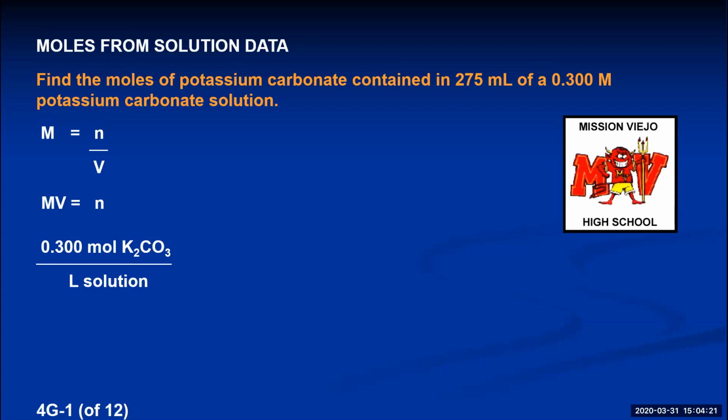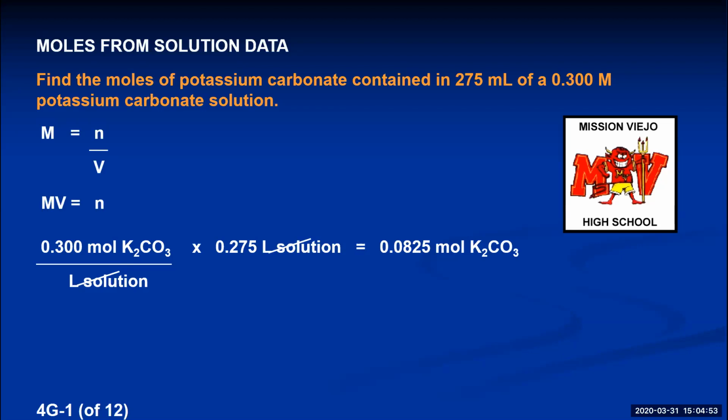Now when I multiply by the volume, if I want those units to cancel out, I know I can't multiply by 275 milliliters. I have to move the decimal point 3 places to the left, convert that to 0.275 liters. And now when I multiply these together, liters of solution cancel out, and we will calculate the number of moles of the potassium carbonate that have to be in this particular solution. So a 3 significant figure number, 0.0, beginning zeros don't count, 325 moles of K2CO3.